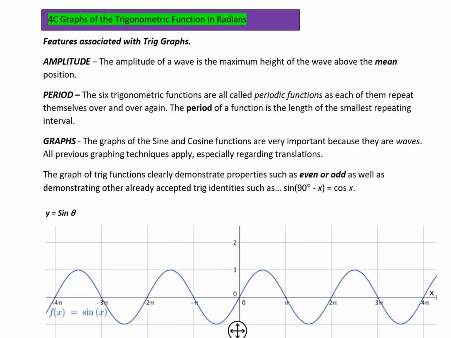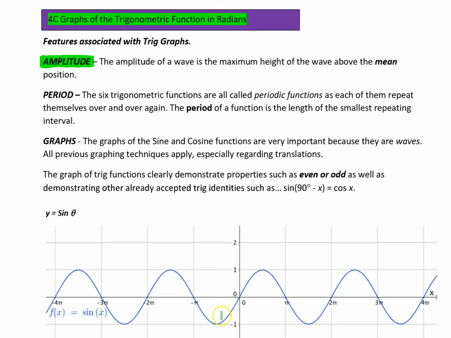Now, trig graphs, the sine and cos in particular, are what we would call wave graphs. And with all wave graphs, there are particular features. One feature of the wave graph is its amplitude. So it's important that you are familiar with this term and clearly understand how to identify the amplitude for a particular trig graph. By definition, the amplitude is the maximum height of the wave above the mean position.